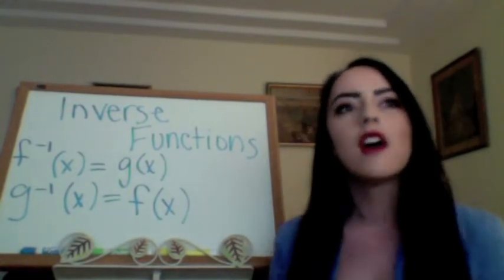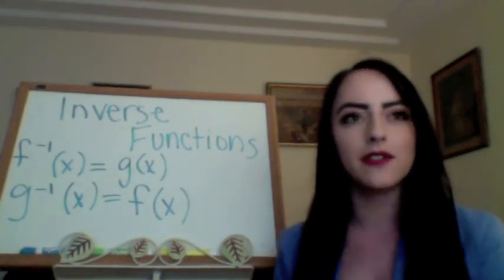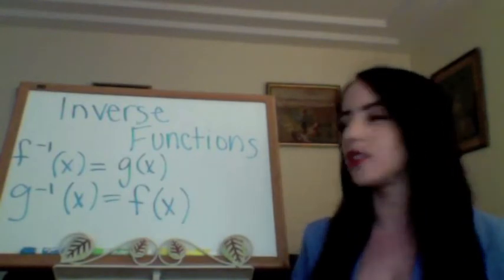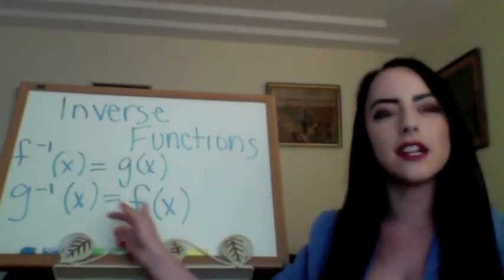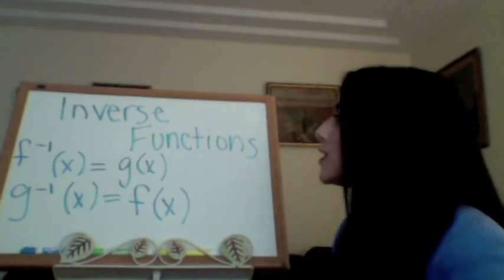Today we will be learning how to determine whether two functions are inverses or not. First, let's go over what an identity function is. If both functions are equal to each other, then they are inverse. This is the symbol for inverse functions.